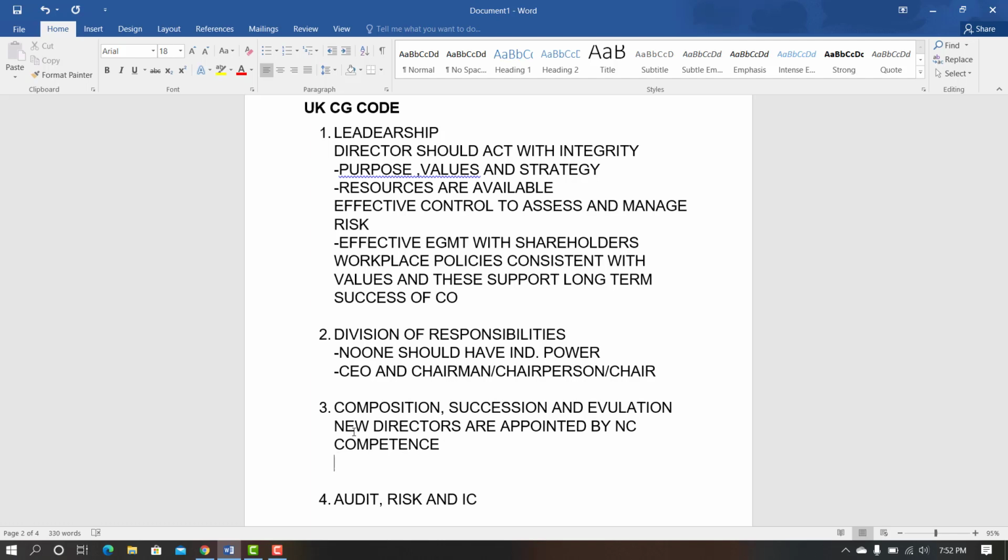And the board should undertake a formal annual evaluation of its own performance and that of its committees and individual directors. So there should be evaluation of performance of committees and individuals.